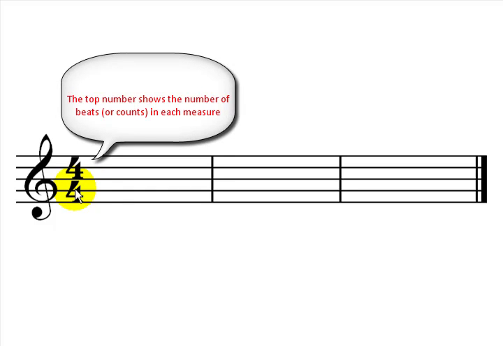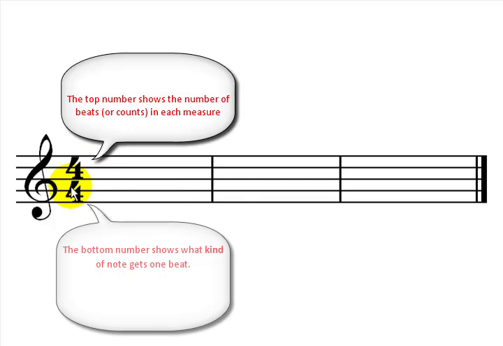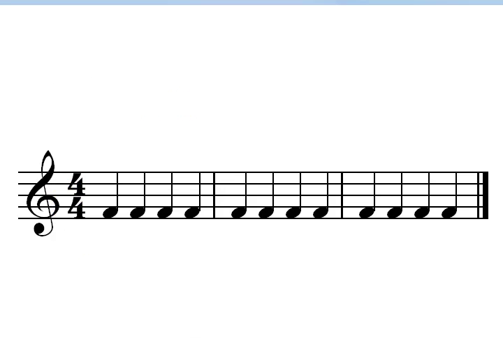So I repeat, the top number shows the number of beats or counts in each measure. The bottom number shows what kind of note gets one beat. Now, keeping this in mind, we can see that this time signature means four quarter notes. That is, how many of what kind? And here we have four, and the kind is fourth notes, or what we call quarter notes.